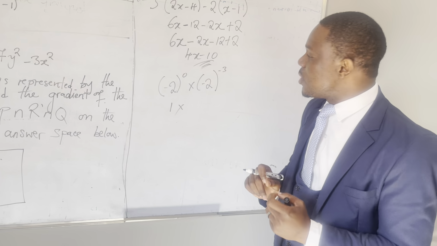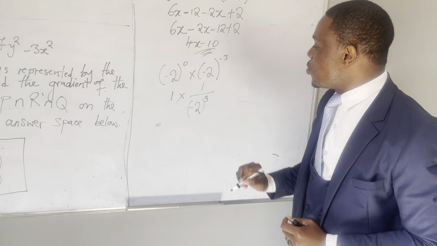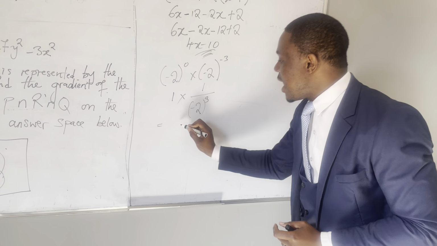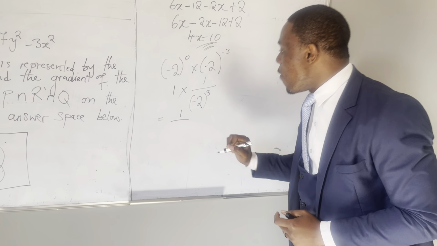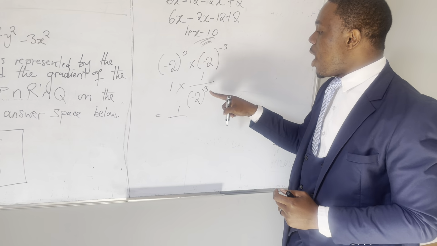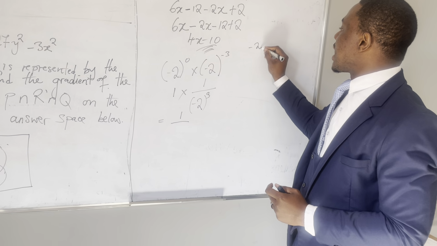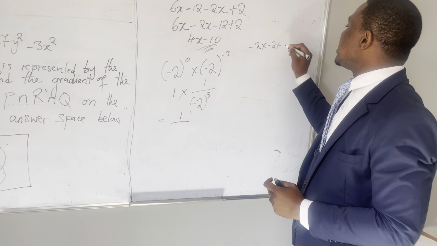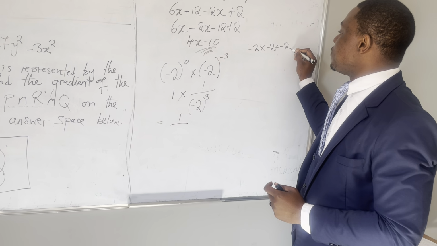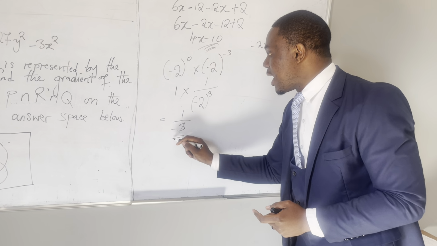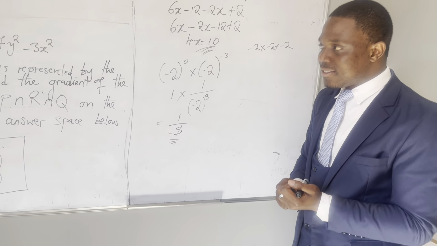From there, we can say 1 times 1 is 1, then over negative 2 to the power 3, which is negative 2 times negative 2 times negative 2. Negative times negative is positive, times negative is negative. Then 2 times 2 is 4, times 2 gives us 8. So it means that it's 1 over negative 8. That becomes our final answer.